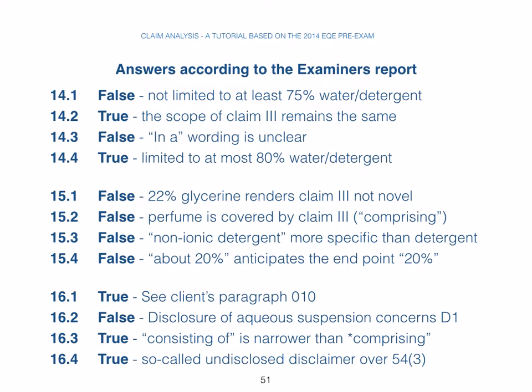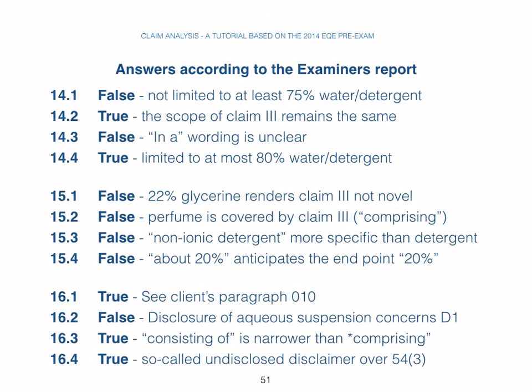Here then are the answers. We'll run down them quickly. 14.1 false, not limited to at least 75% water and detergent. 14.2 true, the scope of Claim 3 remains the same. 14.3 false, inner wording is unclear. 14.4 true, limited to at most 80% water and detergent.